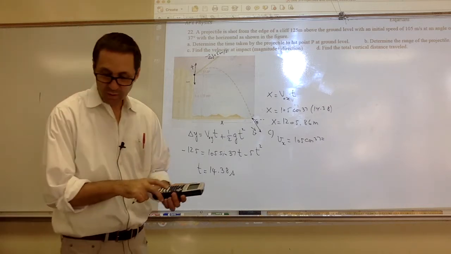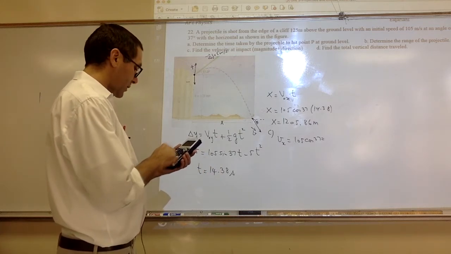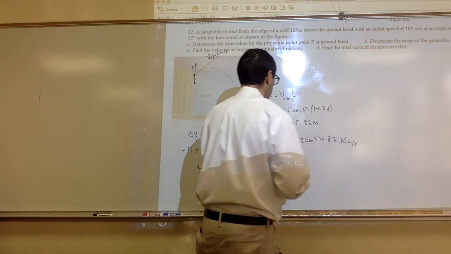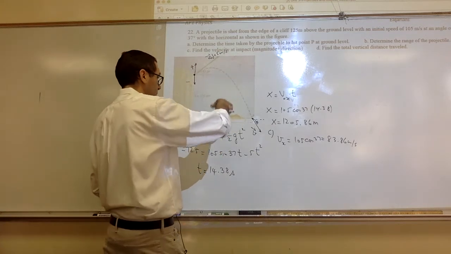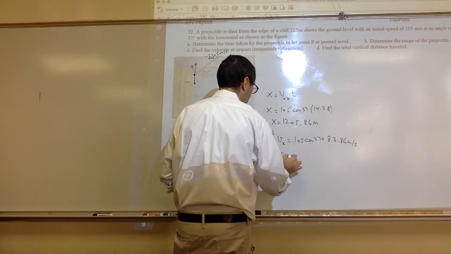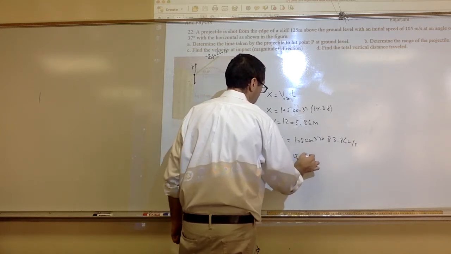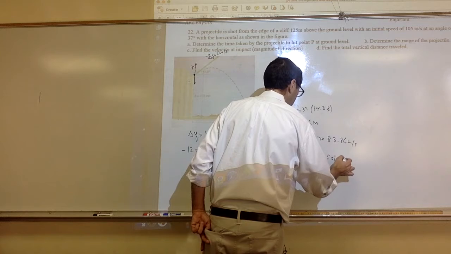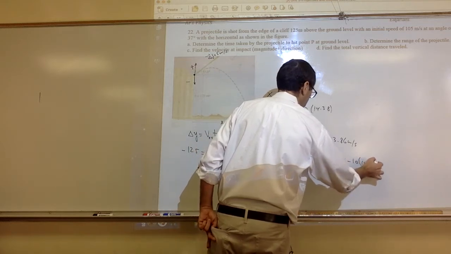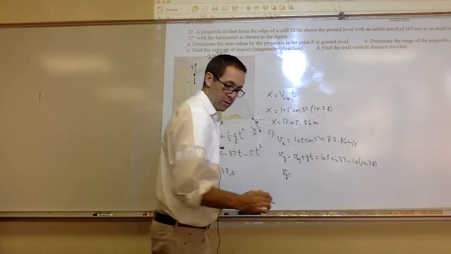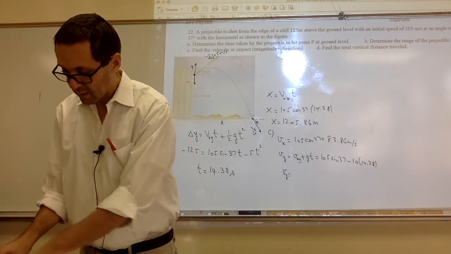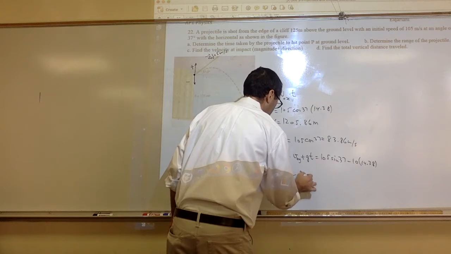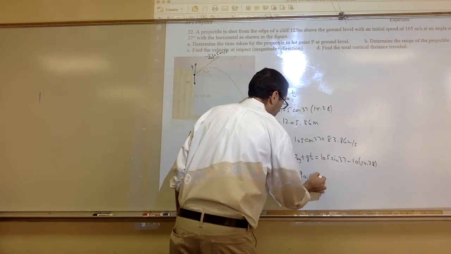So 105 cosine of 37 is 83.86. Now, with what speed does it hit the ground vertically? We have to find the Vy. I think the best way is to do V0y plus gt. The V0y is 105 sine of 37 minus 10 times 14.38, and Vy will be negative 80.61. It makes sense because you're hitting vertically, you're going down.